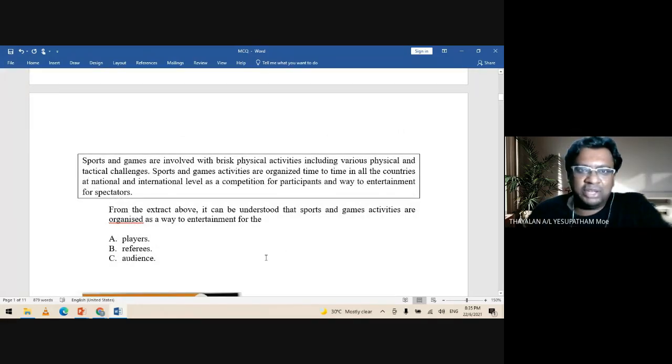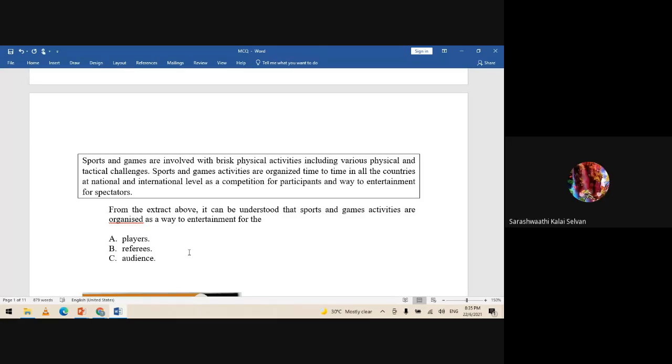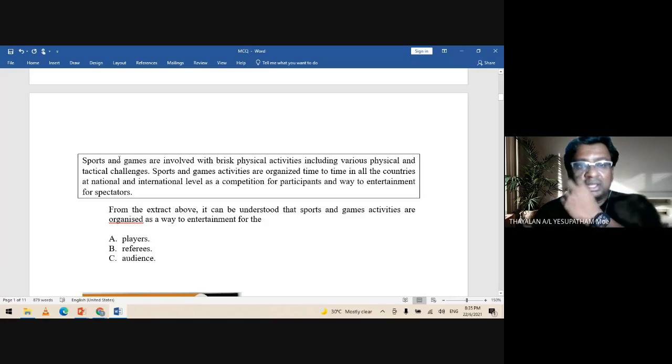This is something very similar to the previous question. From the extract above, it can be understood that sports and games activities are organized as a way to entertainment for the players, referees, audience. Okay. Now, sports and games activities are meant to entertain whom? That is the question. Now, let's look at the text. Sports and games are involved.